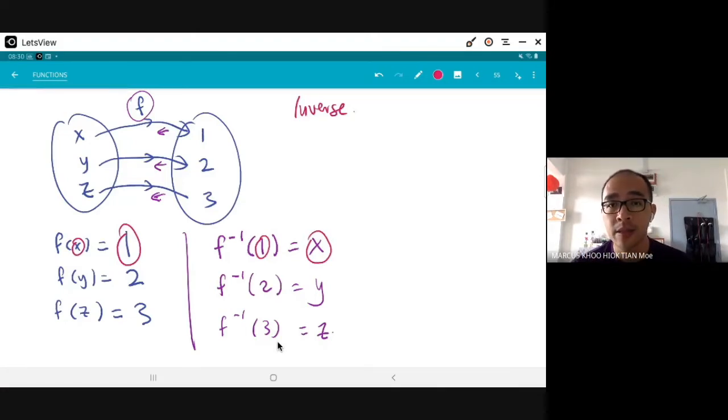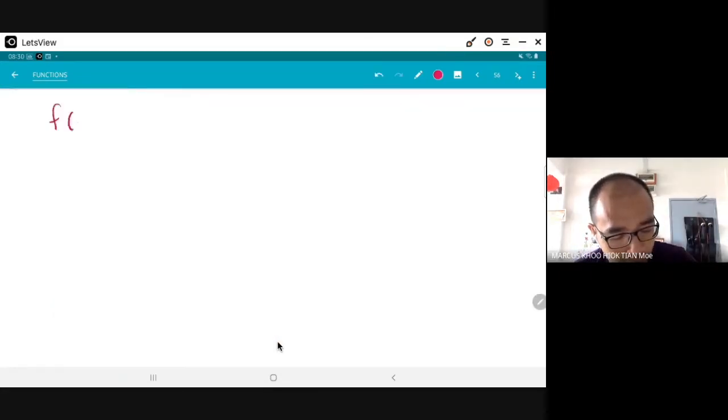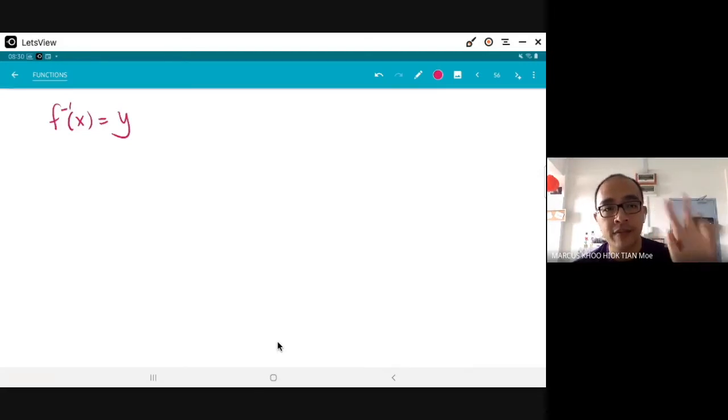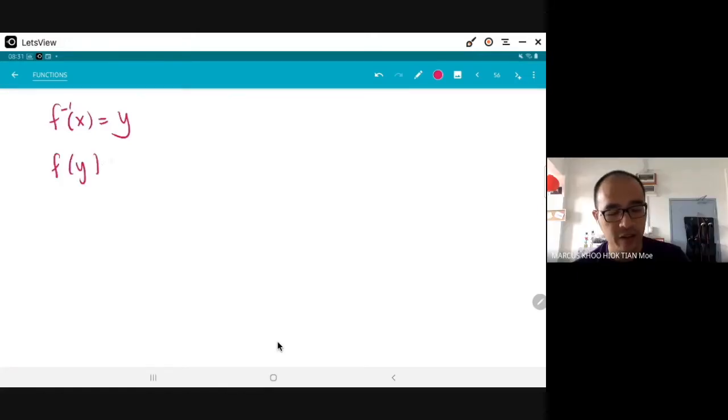Okay, so what if I give you f negative 1 of x equals y? How can I flip this over? Anybody? Kalau saya bagi the inverse function of x equals to y, kalau saya flip over, what do I get? Just diam. f of y equals x. Okay, very good. f of y equals to x.